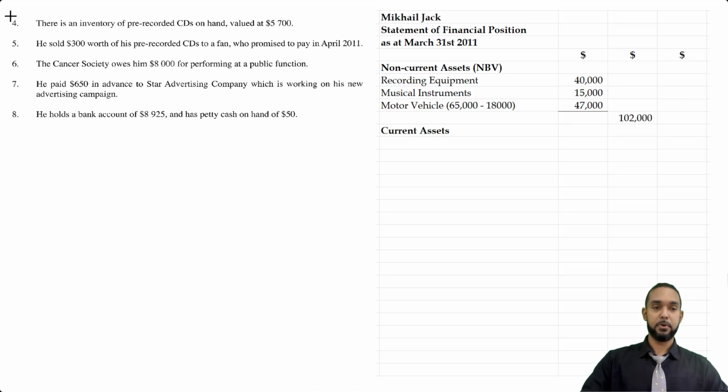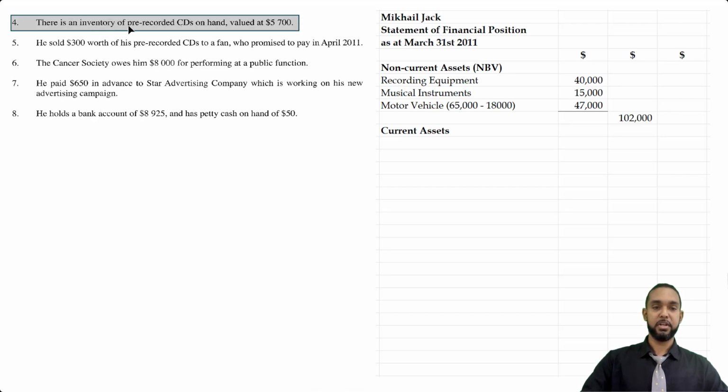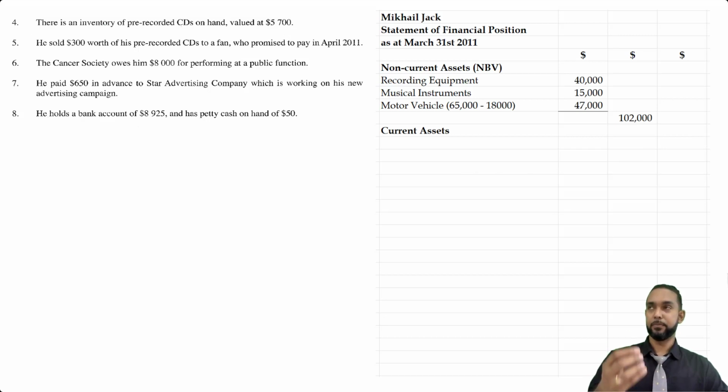So item 4 says there is an inventory of pre-recorded CDs on hand valued at $5,700. So he clearly records his music and sells the CDs. Well, again, this was back in the day before all of these streaming services were online in the capacity in which they are right now. So you might wonder, what was a CD? If you don't know what a CD is, ask me in the comment section below, and anybody wants to answer it, wrong answers only, right? Keep it clean. Okay, so we're going to put inventory or stock of CDs, 5,700.